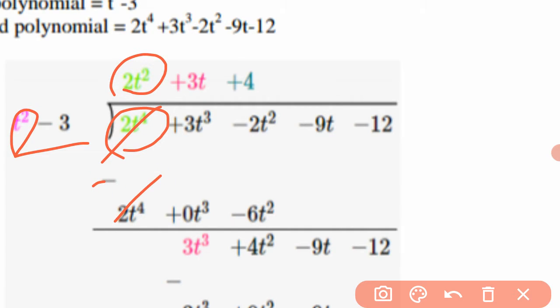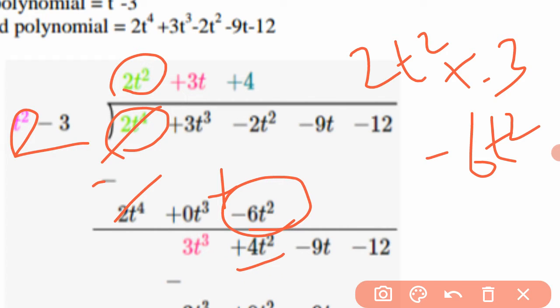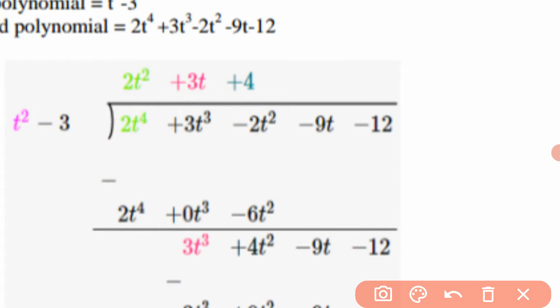Now 2t square will be multiplied by minus 3, so it will be minus 6t square. So we will put minus 6t square here. Now here this sign will be changed, so minus plus will be plus, so plus 6 and minus 2 will become plus 4t square, and here minus 9t and minus 12 we will write here, and here it will be 3t power 3.